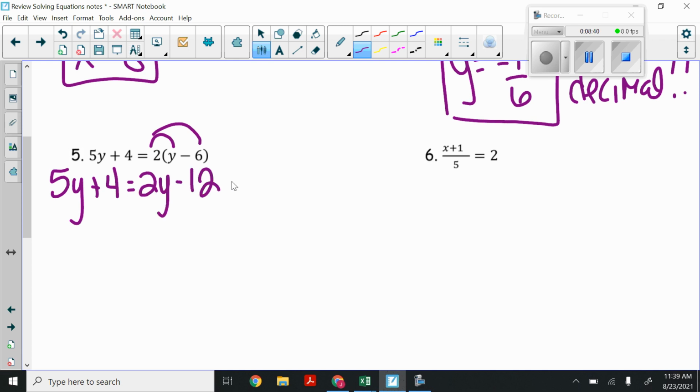Now it doesn't matter, okay, what I do next. I need to get all of my variables on the same side. I have a 5y and a 2y. I like to move the smallest variable over. That way it helps eliminate negative numbers. So 5 and 2, the 2 is smaller. I'm going to subtract 2y from both sides. And you see I'm going to write that underneath the y over here because I'm only subtracting 2y with 5y, not with the 4. So 5y minus 2y, I have a 3y.